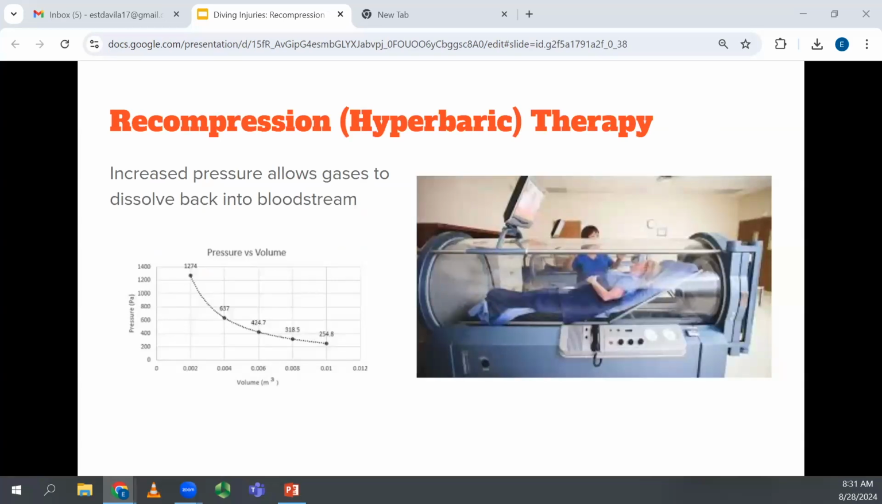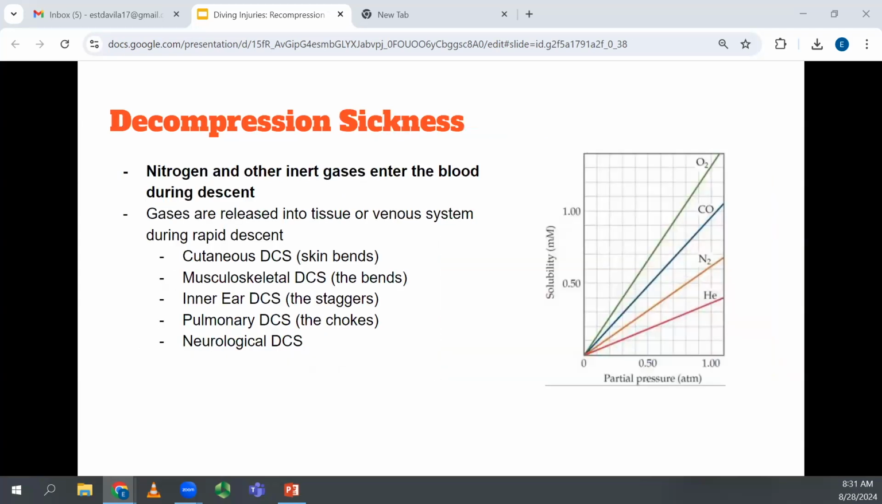This is what it looks like, and it increases the pressure again to allow the volume to go down, to allow it to go back into the bloodstream. So it's undoing the cause of the gas embolism. Decompression sickness is the other type of diving injury that we see. This is more about the solubility of gases under pressure. So as you come up and the pressure decreases, the solubility decreases too, and basically all the gas wants to leave your blood system and go into the tissue. And a lot of these are inert gases like nitrogen, for example.